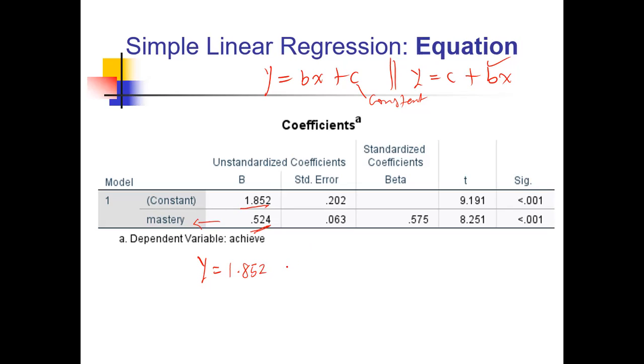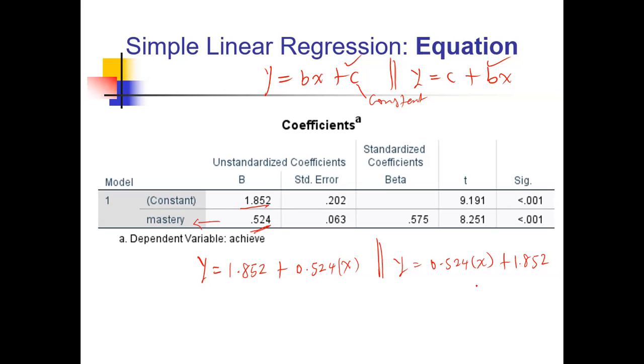So I have 1.852 plus the coefficient for mastery, which is 0.524, and I have my x here. I can put it in parentheses. So this is one way to write this. And if I use the other pattern, I could write this as y is equal to 0.524 with x in parentheses plus the constant, which is 1.852. So these are two different ways of writing the same equation.